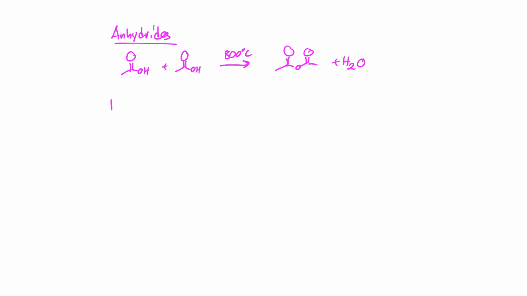Another way to make anhydrides would be to start with the acid chloride with one R group on it and react the carboxylate anion of another carboxylic acid that has a different R group, and that would occur as a nucleophilic acyl substitution. We lose chloride as a leaving group, same mechanism as we've discussed before, and we'd end up with what we'd call an asymmetric anhydride.